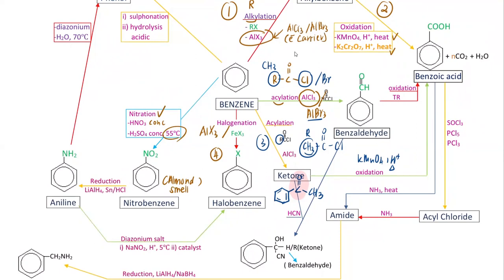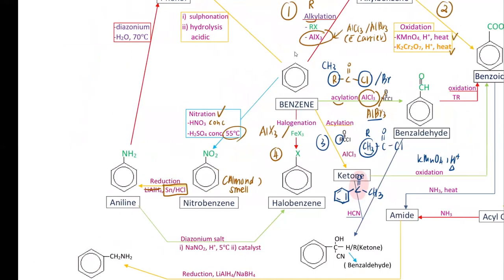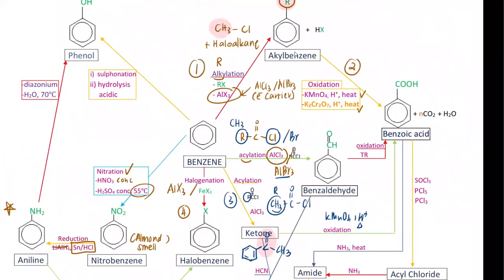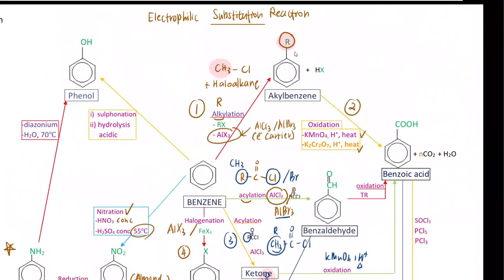The reduction of nitrobenzene prefers tin in hydrochloric acid. Do not use lithium aluminum hydride, it is too weak. So we use tin in hydrochloric acid to form aniline. Please remember this process, very important. Another process is this one, from alkyl benzene to benzoic acid.